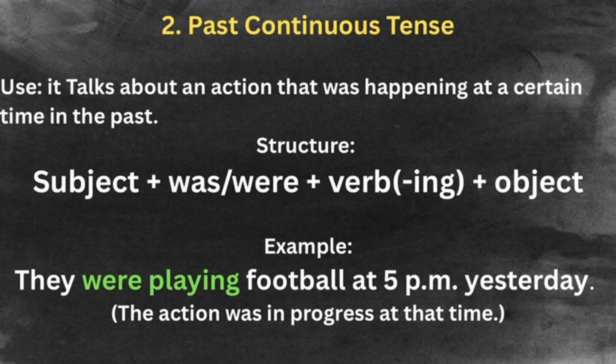2. Past continuous tense. It talks about an action that was happening at a certain time in the past. Structure: subject plus was/were plus verb with ing plus object. Example: They were playing football at 5 p.m. yesterday. The action was in progress at that time.